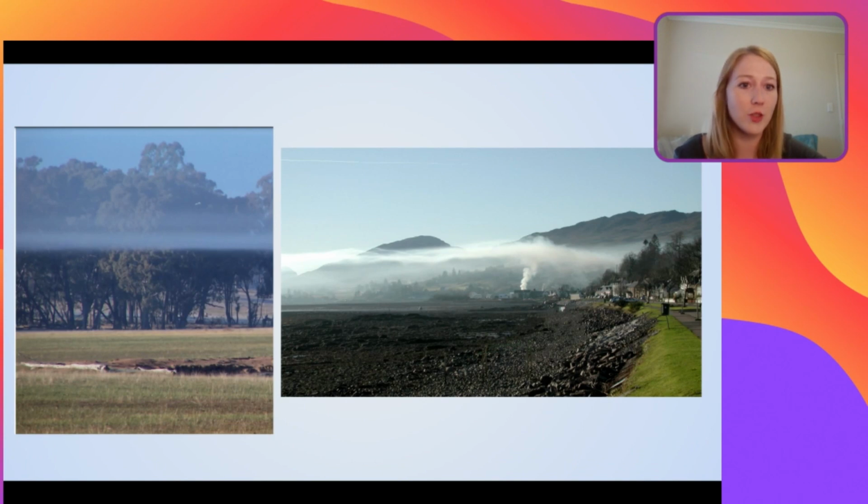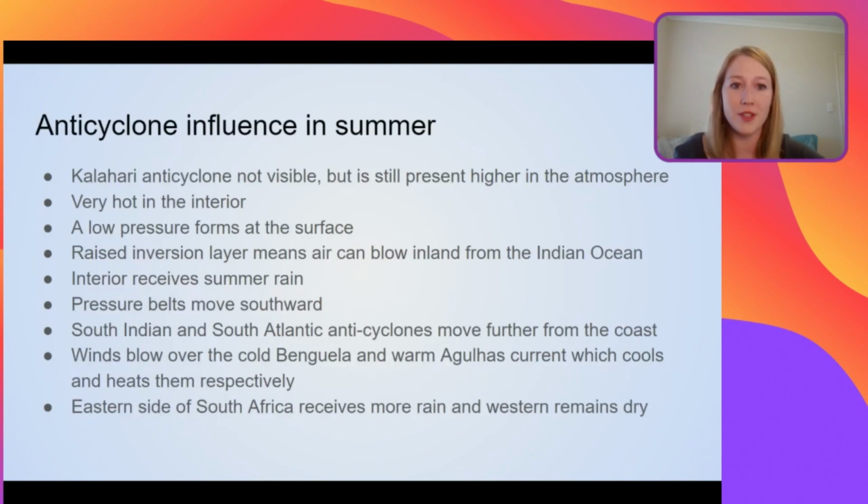The inversion layer is still there. We just don't notice it because it's further up in the atmosphere. Same thing with the Kalahari anticyclone. The anticyclone is still there. It hasn't just disappeared. It's just further up in the atmosphere, so we don't record it on the maps. Okay, everything moves southwards. We mentioned that the anticyclones move southwards. And then we finally get to the air from the ocean currents.